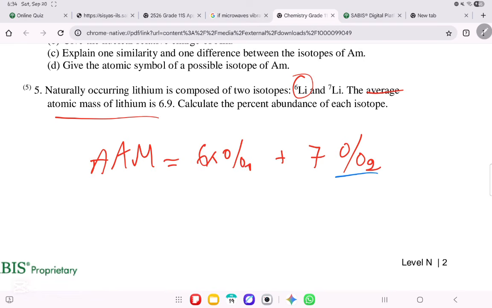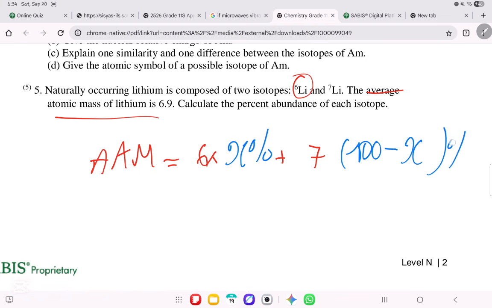Perfect. So what could we do in this scenario? You could write that 6 is multiplied by X% because it's a percentage, and then 7 is multiplied by what? It's multiplied by 100 minus X%. Why is that?